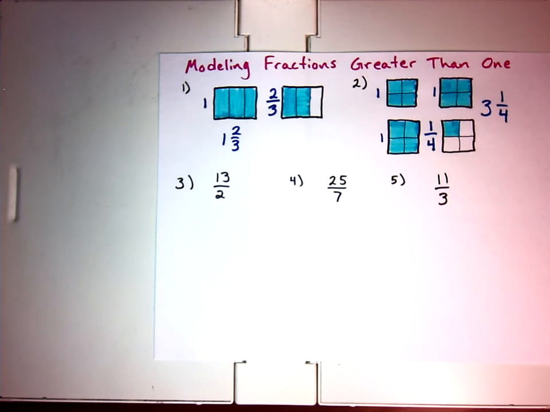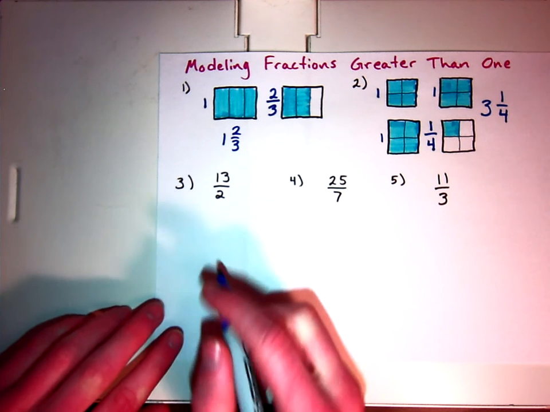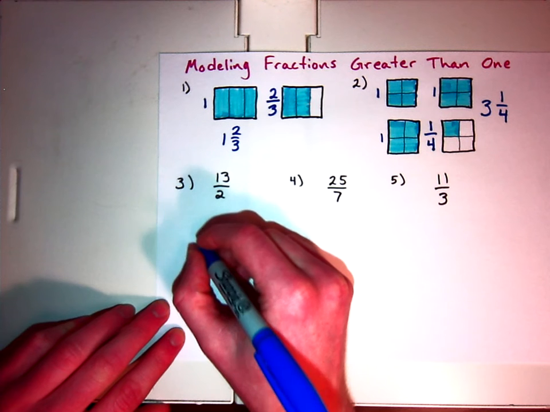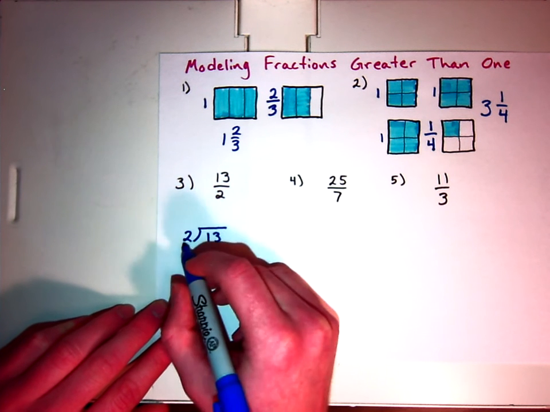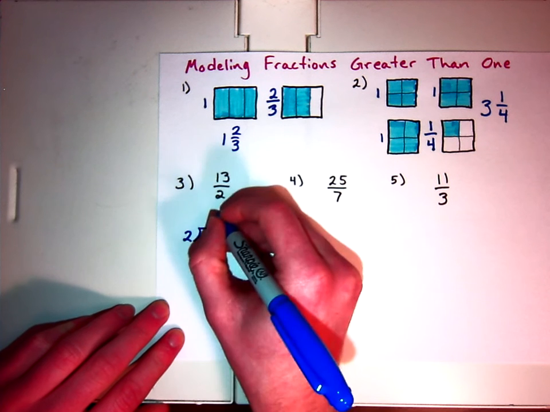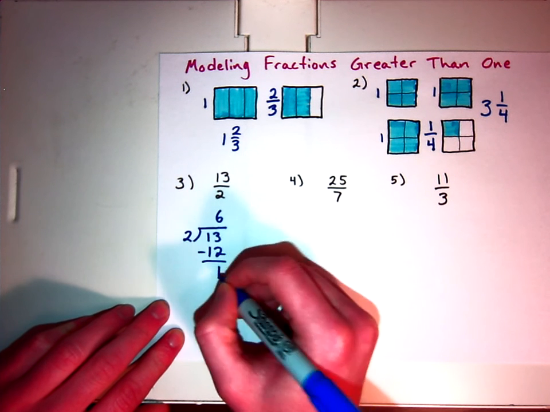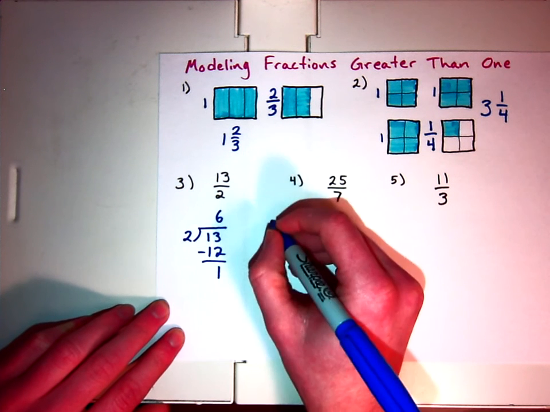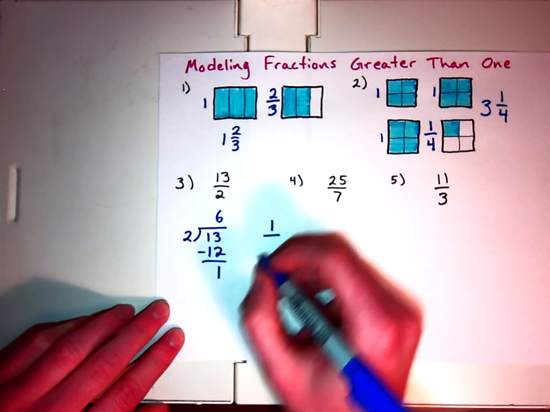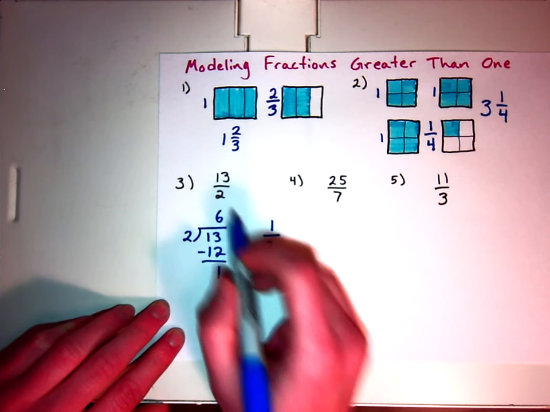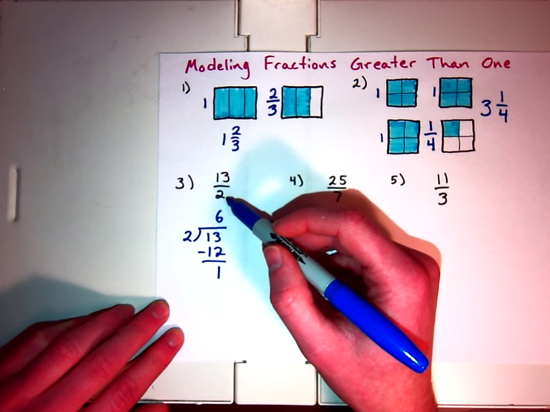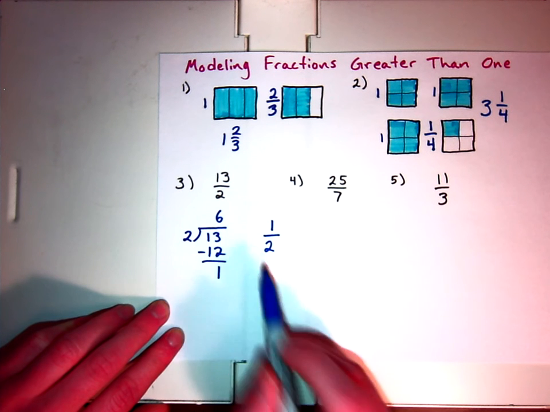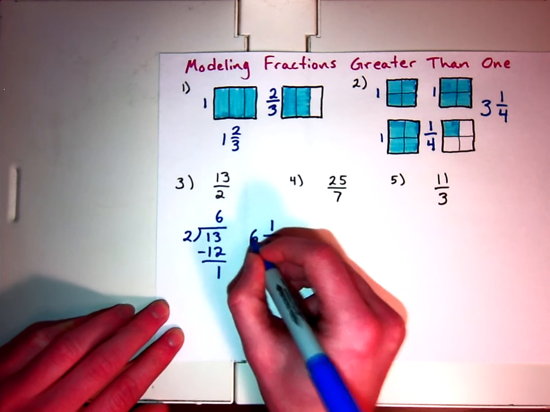For number 3, we need to turn this improper fraction into a mixed number. So it's as simple as this. I read this as a division problem. 13 divided by 2. Well, 2 doesn't go into 1, but 2 goes into 13 6 times. My remainder, that's going to become my numerator. My divisor is my denominator, right? Notice that the denominators stay the same, because when reading this as a division problem, that's my divisor. So it's going to remain the same. And then my whole number is 6. So I just plug that on.